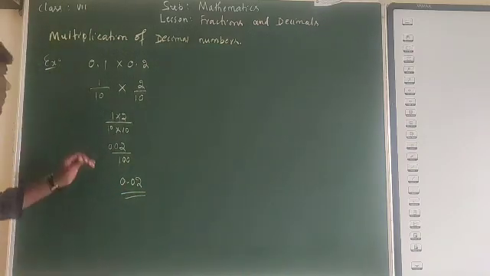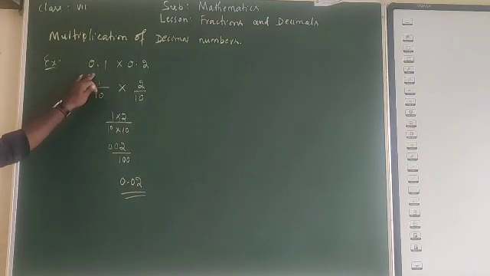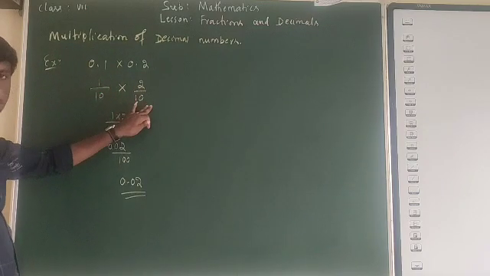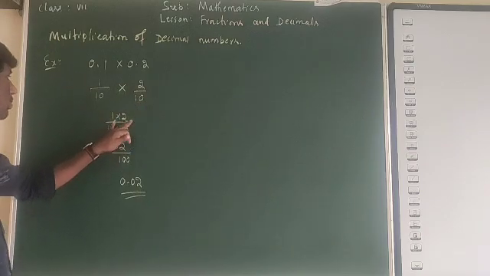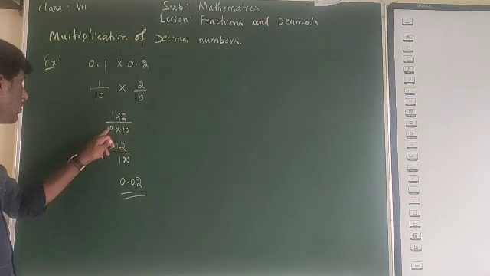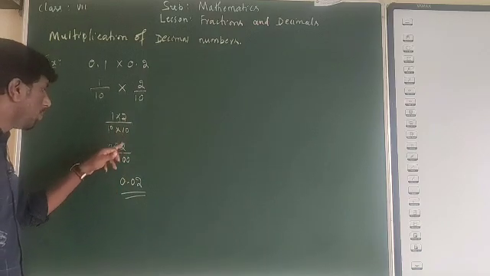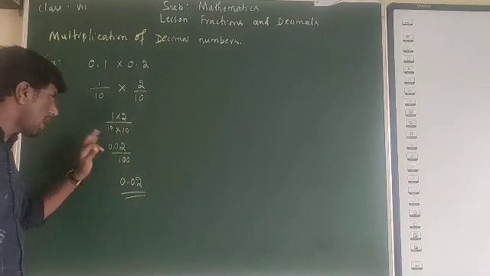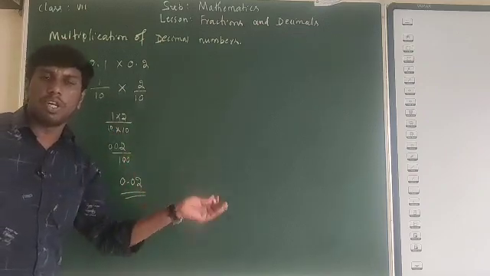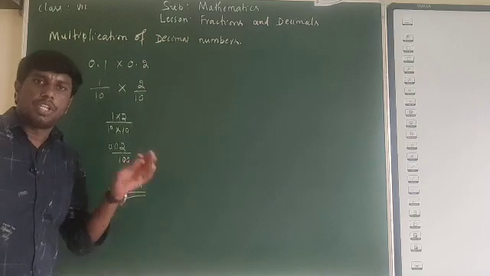It's very easy. Bring it to the fraction form. Then it becomes a multiplication of fraction by fraction. Then numerator multiplication, denominator multiplication. 1 into 2 will become 2, 10 into 10 will become 100. Then don't bring it to the simplest form. Keep it as 100 only. If it is 10, 100, 1000, then it's very easy to convert fractions to decimals.